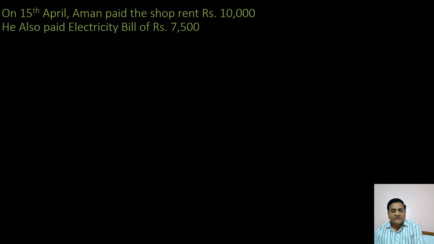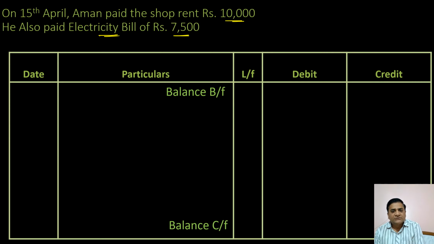Let's look at one more transaction which says on 15th of April paid the shop rent of 10,000, paid the electricity bill of 7,500. So the balance was 62,500, I believe. If it's not 62,500, please check and write that amount here as balance brought forward. Now we need to pass the journal entry for this transaction.